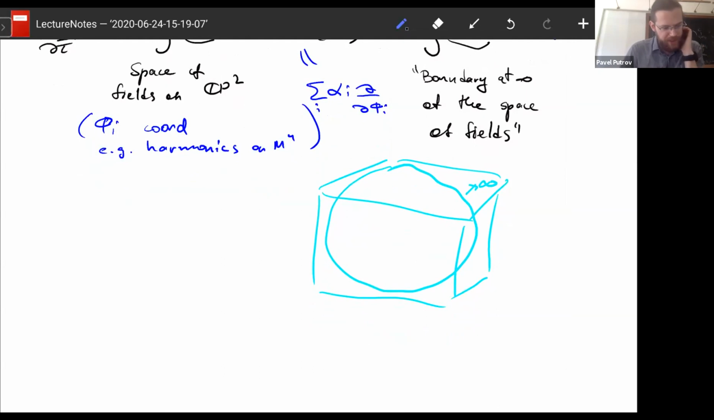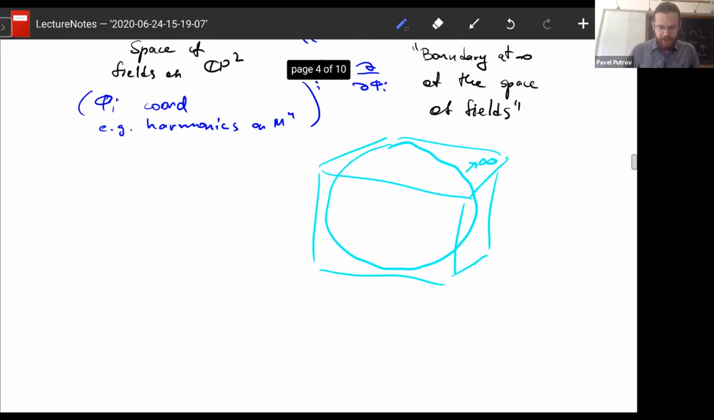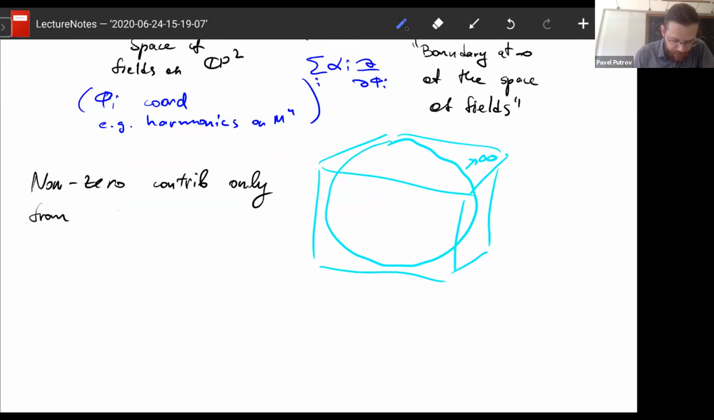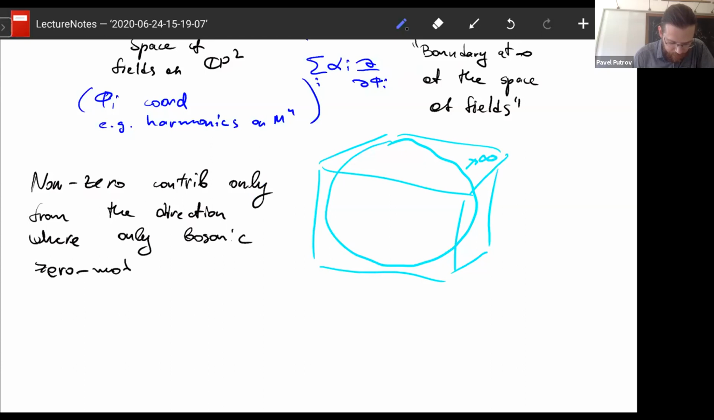So okay, this still sounds a bit unclear, how to explicitly do these calculations of the boundary in some weird infinite dimensional space, which is hard to analyze. But one can make the following observation. First, that the non-zero contributions come only from the directions at infinity where only bosonic zero modes go to infinity.